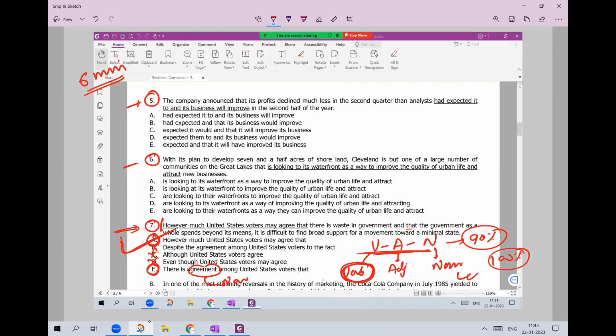Come down to question number 6. Now, in question number 7, what happened? That and that parallelism is being tested. And guys, be very sure.